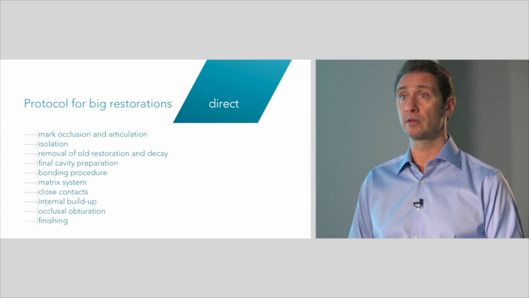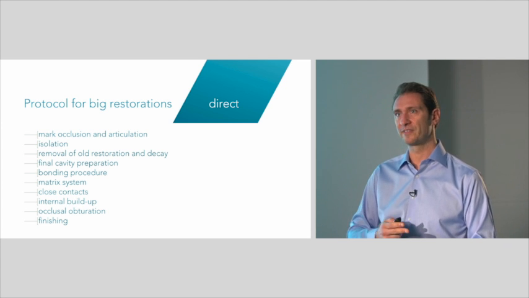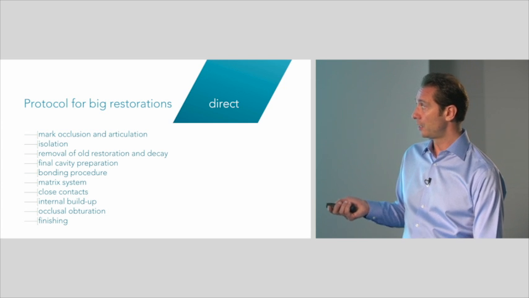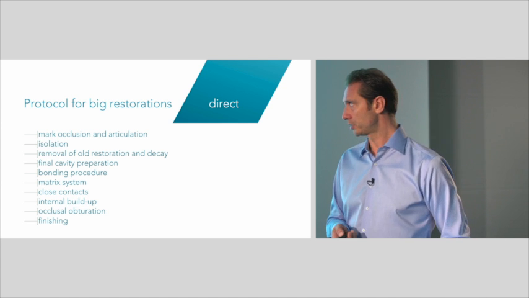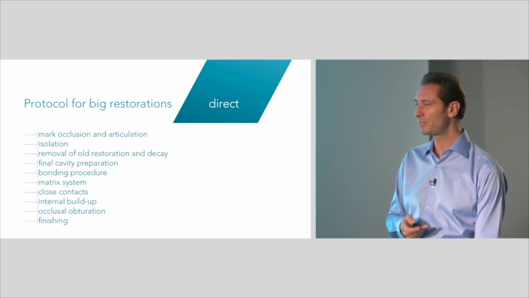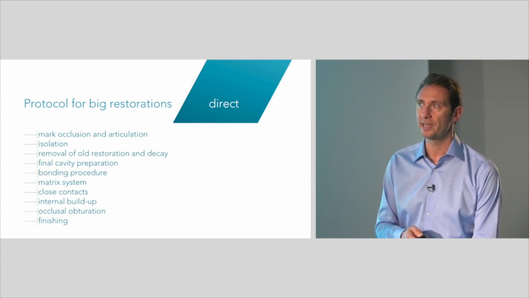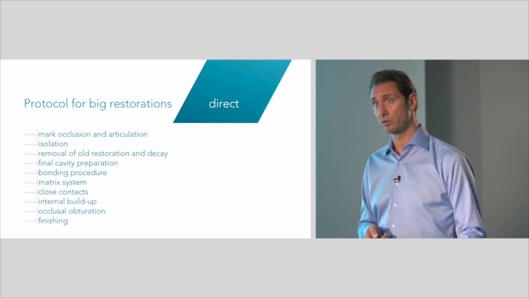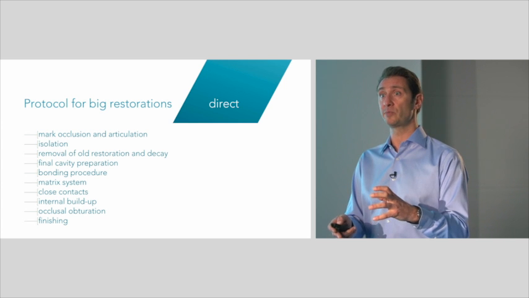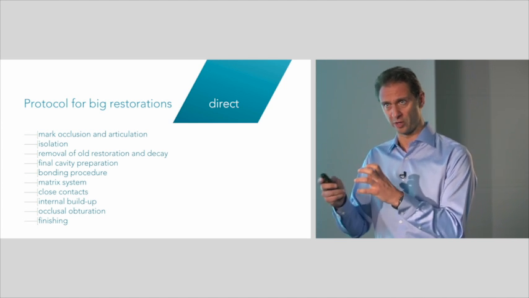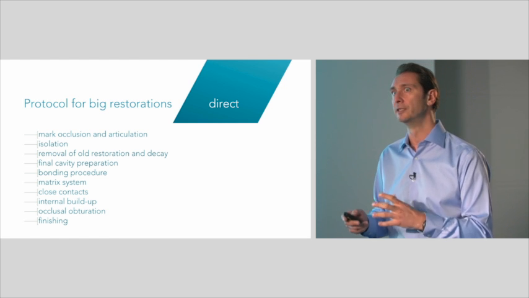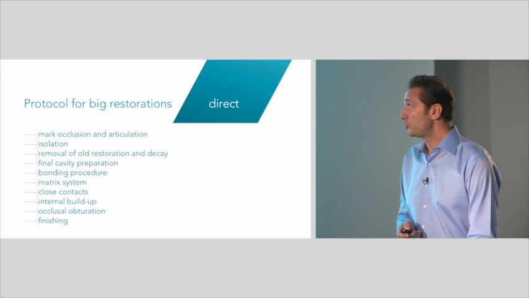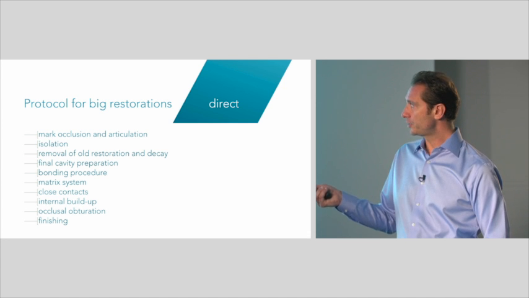I think it's great to have some kind of protocol, some kind of guidelines of how to address it. So this is the protocol we will go through. We will go through it, of course, with the clinical images, but I think there are some key points, especially when doing direct, that need to be taken into account. There's marking of occlusion and articulation. We need to look before we start. If we start restoring teeth without looking at how they will have to function eventually, anatomically and functionally, it's hard to be predictable, especially in morphology and into shape. So, mark occlusion and articulation.